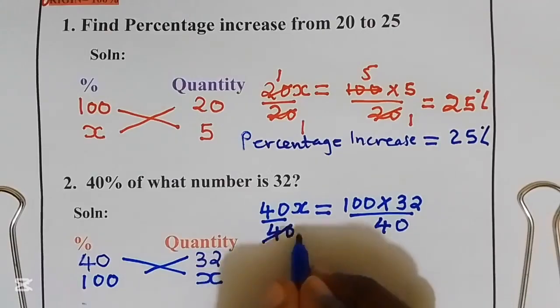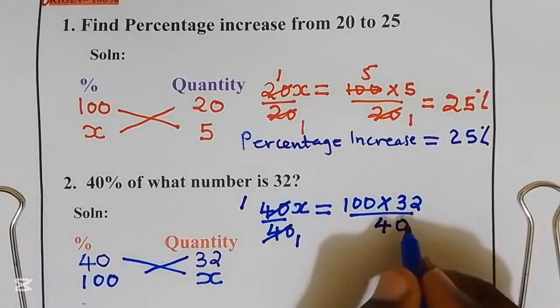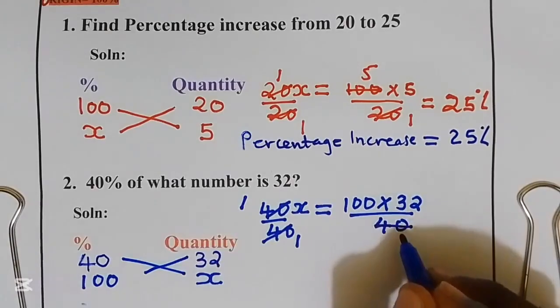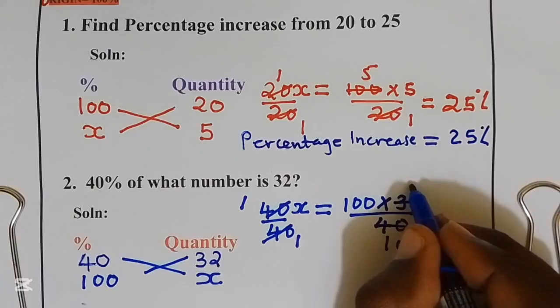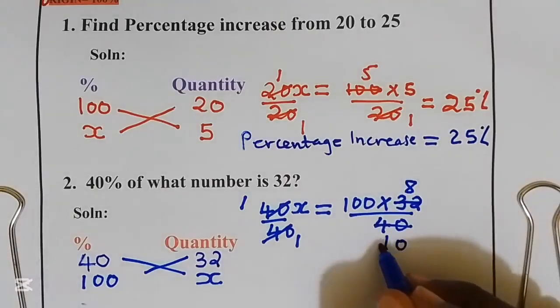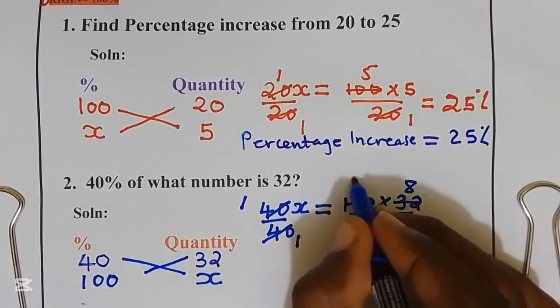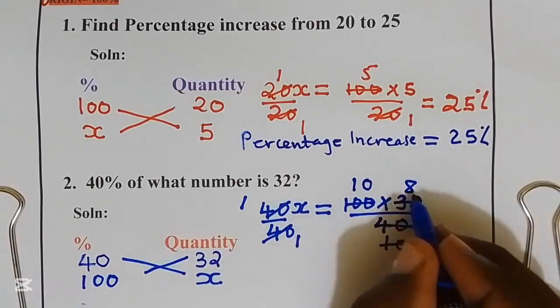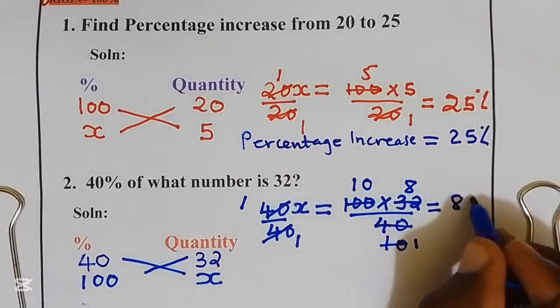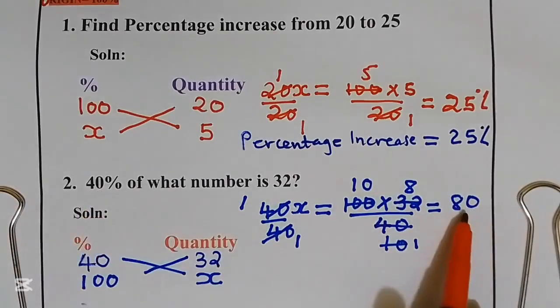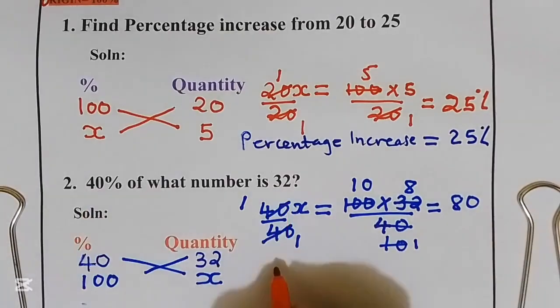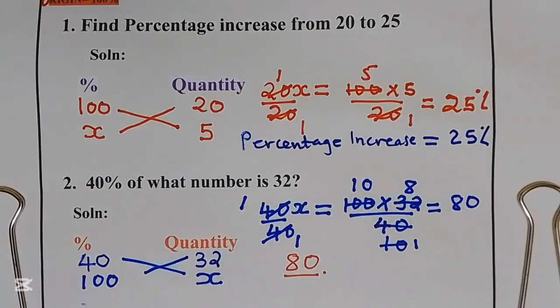4 into 40, it is 10. 4 into 32, we get 8. 10 multiplied by 8, this is equal to 80. So, 40% of 80 is 32. The number is 80. I hope you understand the two questions that we have done together.